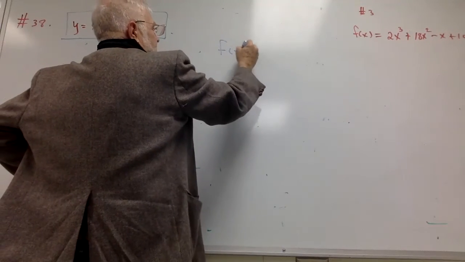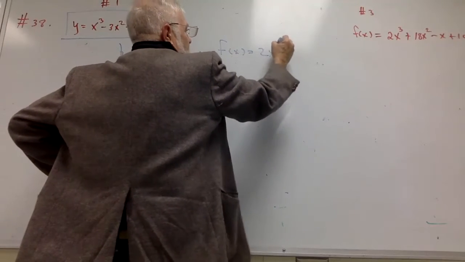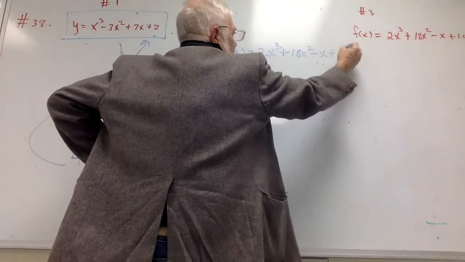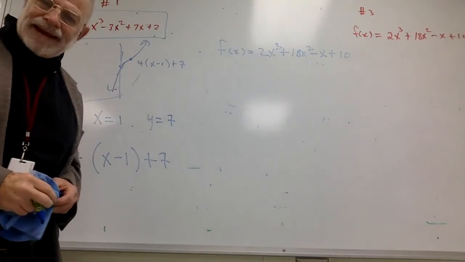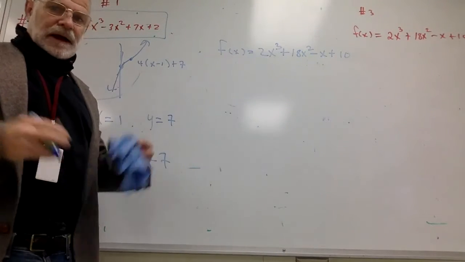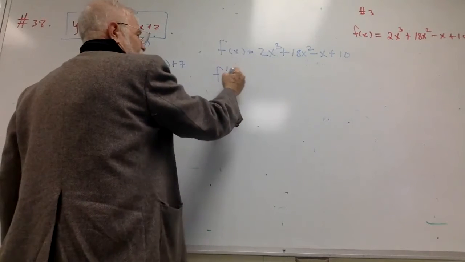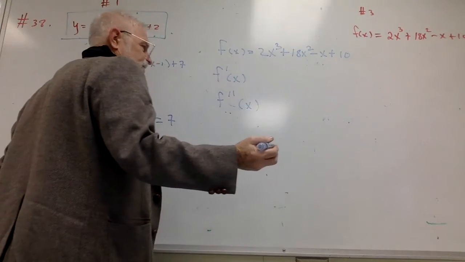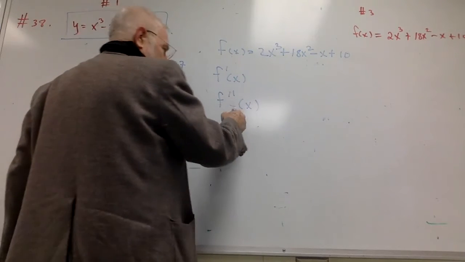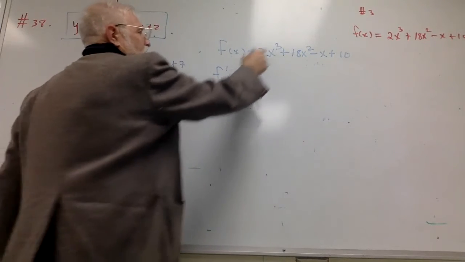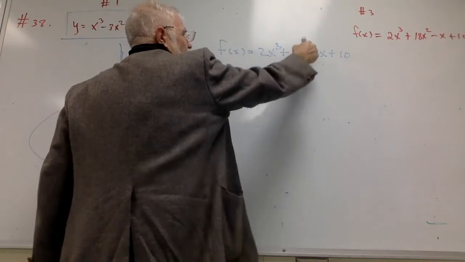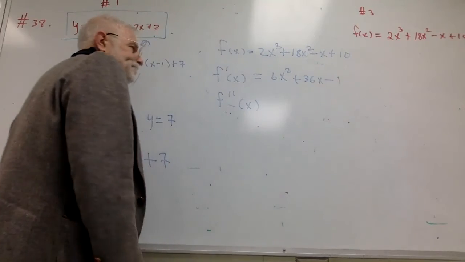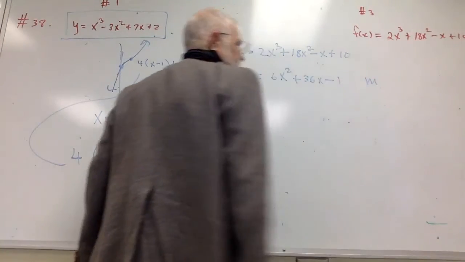So let's look at f of x. Third problem: 2x cubed plus 18x squared minus x plus 10. Write the equation of a line tangent to the point of inflection of this curve. How do we do it? We need f prime of x for slope. We need f double prime of x for the position of the point of inflection, the x value. So f prime of x is 3 times 2, which is 6x squared, 2 times 18 is 36x, minus 1. That's going to get me my m value.